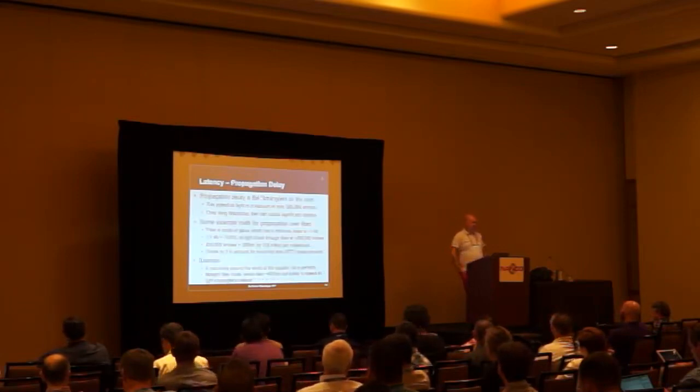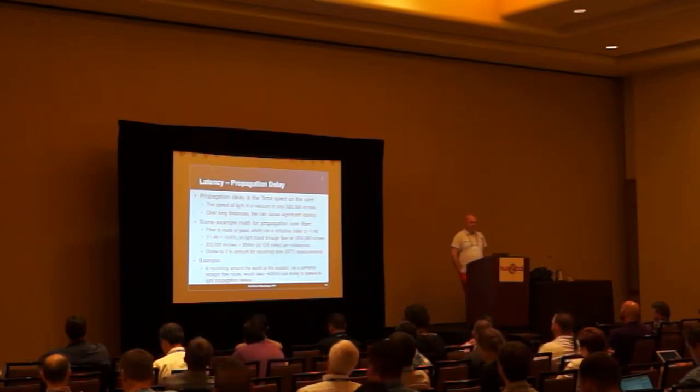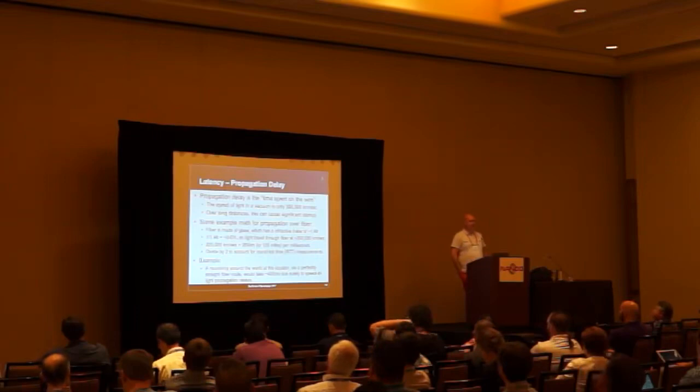And then the third cause of latency is propagation delay, which is simply time spent on the wire. So if you want to look at the math of this, it's really simple. The speed of light in a vacuum is roughly 300,000 kilometers per second. And it turns out that's not very fast over long distances, so you start to see measurable latency.